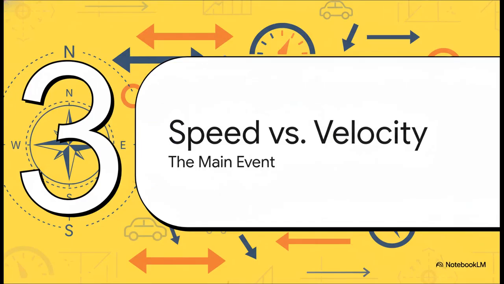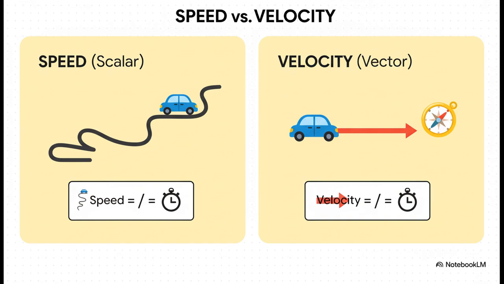All right, with all that groundwork laid, knowing the difference between a scalar, like distance, and a vector, like displacement, we are finally ready for the main event. Let's settle the score between speed and velocity once and for all. And it connects perfectly. Speed is the scalar. Why? Because it's based on distance, our scalar measurement, divided by time. Speed only cares about how fast your odometer is ticking up.